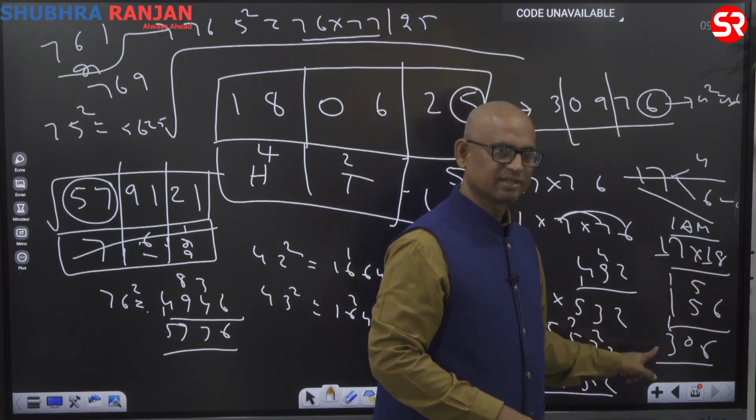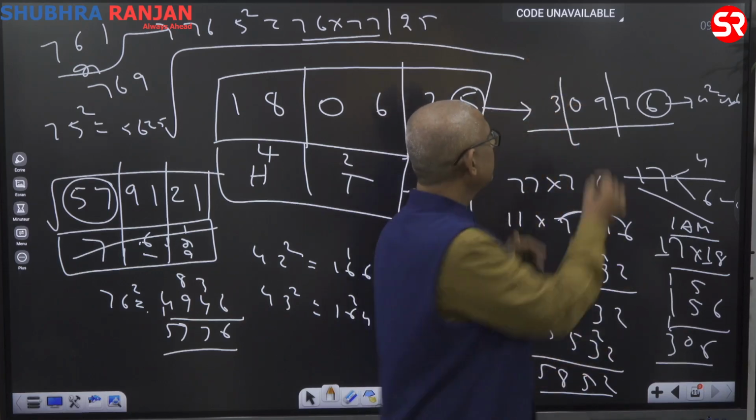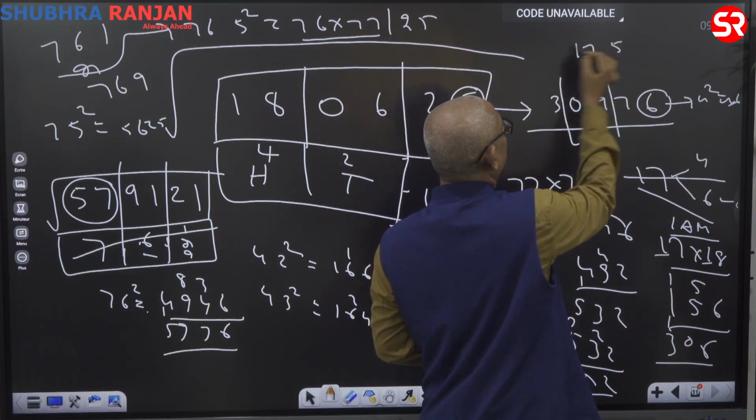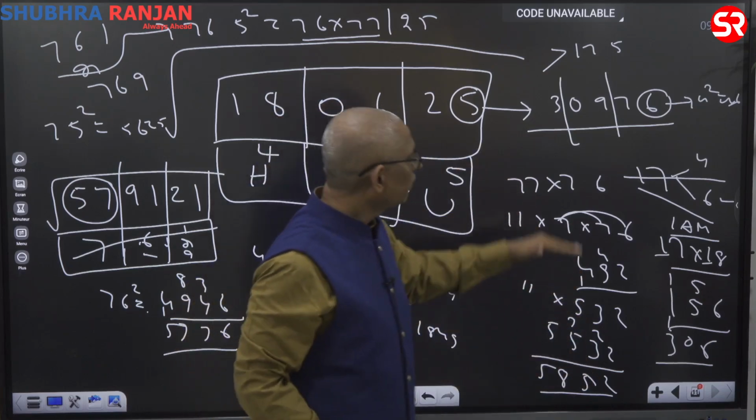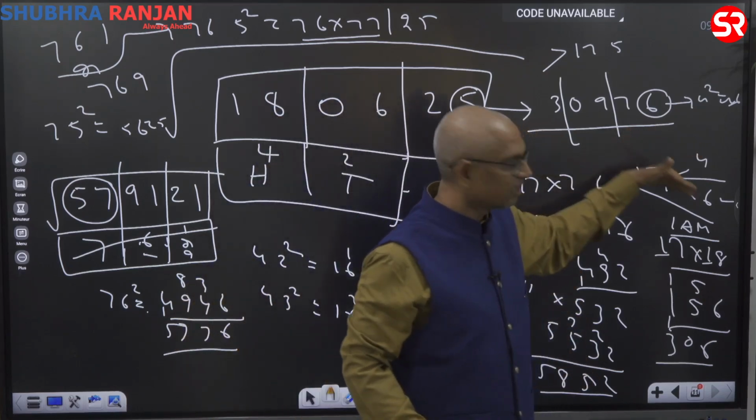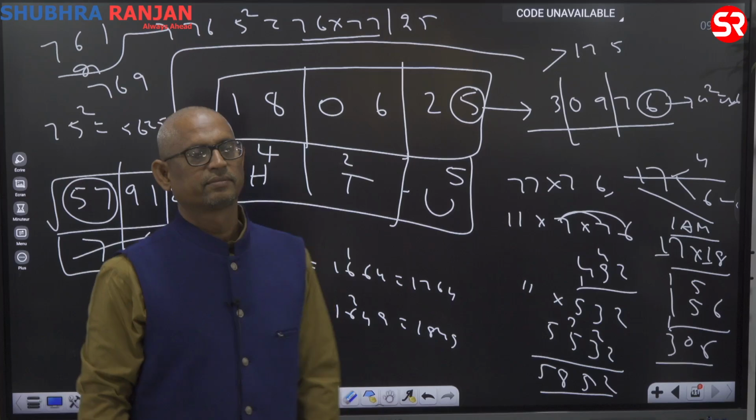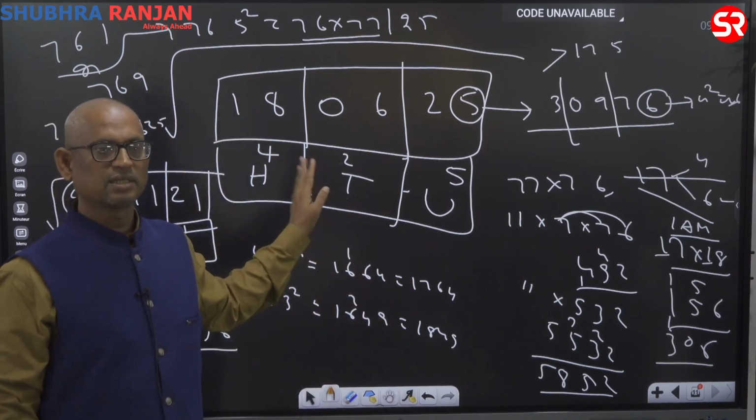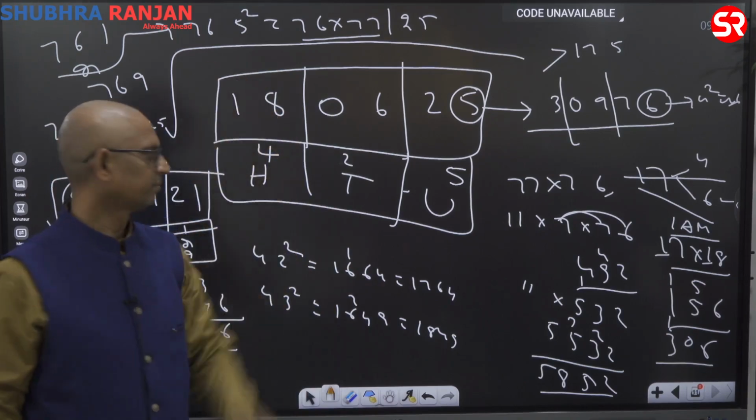That is 306. So the number is greater than 306. That means the answer is greater than 175. So greater than 175, which one will come? 174 or 176? 176. Got it? Understand? Everyone comfortable? Okay, done?